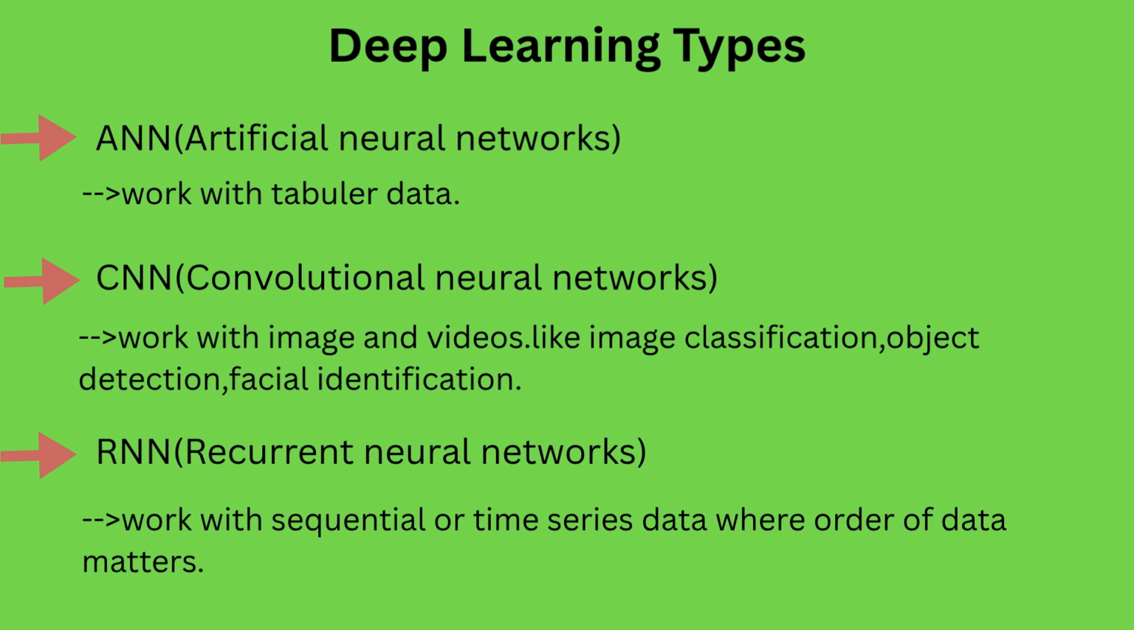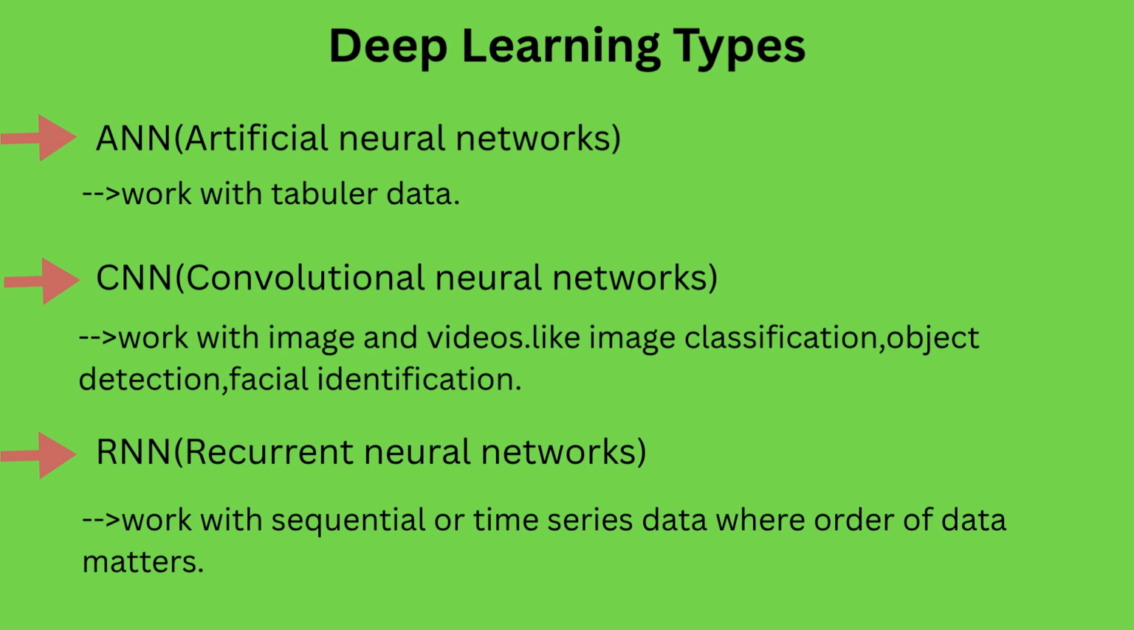Let's talk about ANN, which stands for Artificial Neural Network. ANN works with tabular data, or we can say text data. Examples of ANN are regression and classification problems, which we saw in machine learning. Classification problem is like we see an image and tell whether the image is of a cat or dog. And in regression problems, we do predictions by analyzing data, like whether it will rain tomorrow or not, and whether Virat Kohli will hit a century in the next IPL or not.